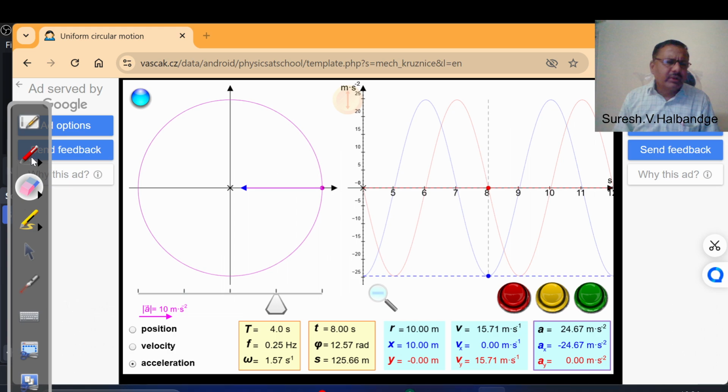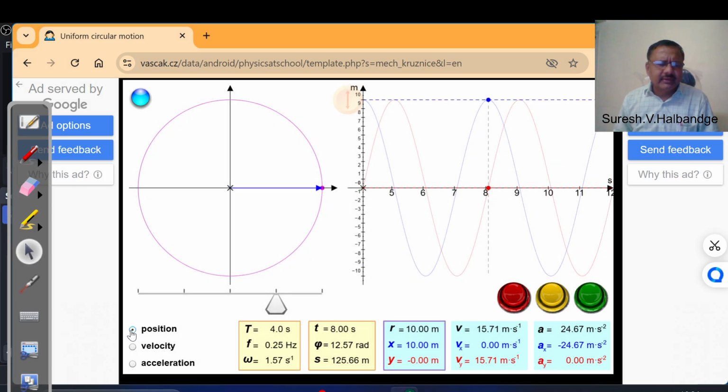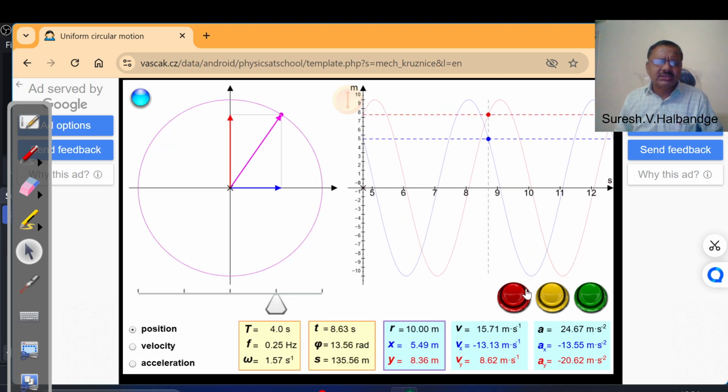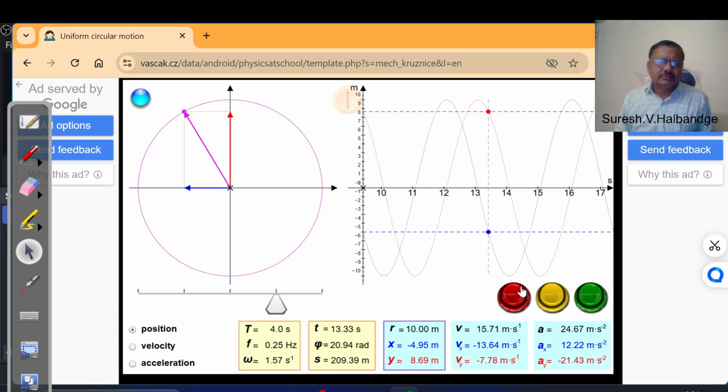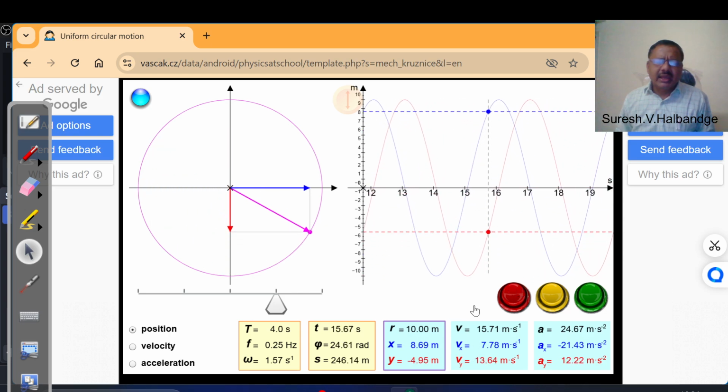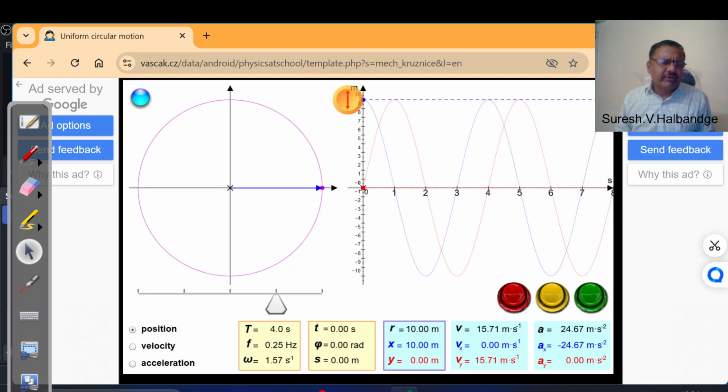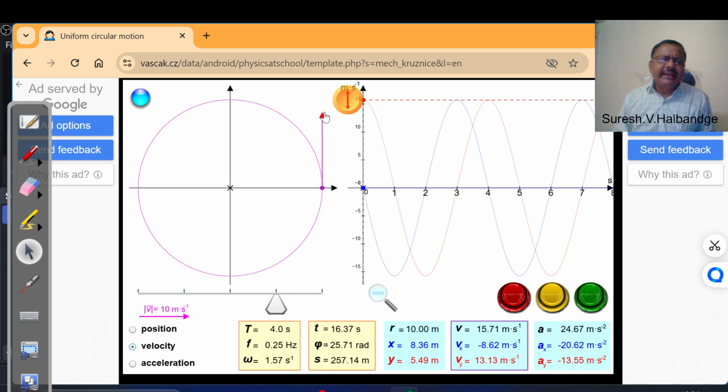Now, we shall see how the positions of the particles are. In this animation, I will tick on the position and see the positions in the three different motions. Okay, now I'll stop this. I'll click on the velocity. Now, in UCM, the velocity of the particle is tangential to the circular path. We can observe this. This is the direction of velocity in the UCM, which is always tangential to the circle.